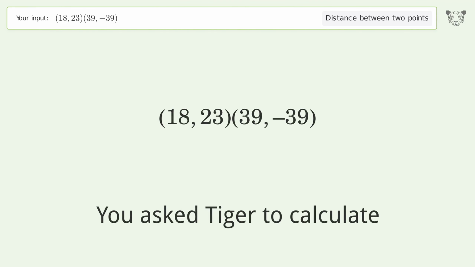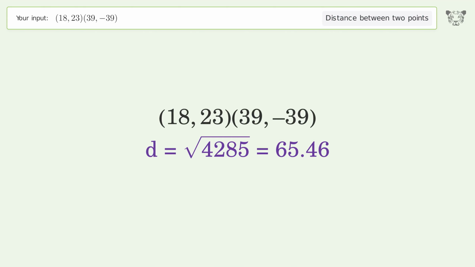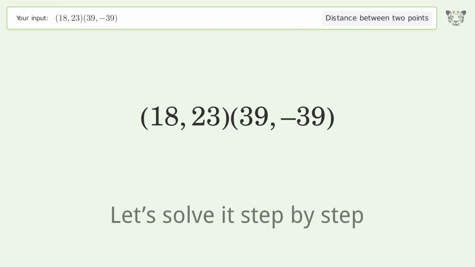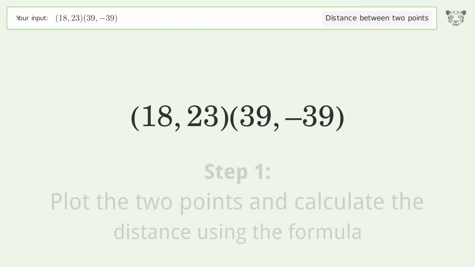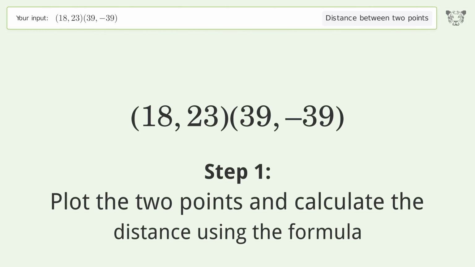You ask Tiger to calculate. This deals with the distance between 2 points. The distance between the 2 points is the square root of 4,285, or 65.46. Let's solve it step by step. Plot the 2 points and calculate the distance using the formula.